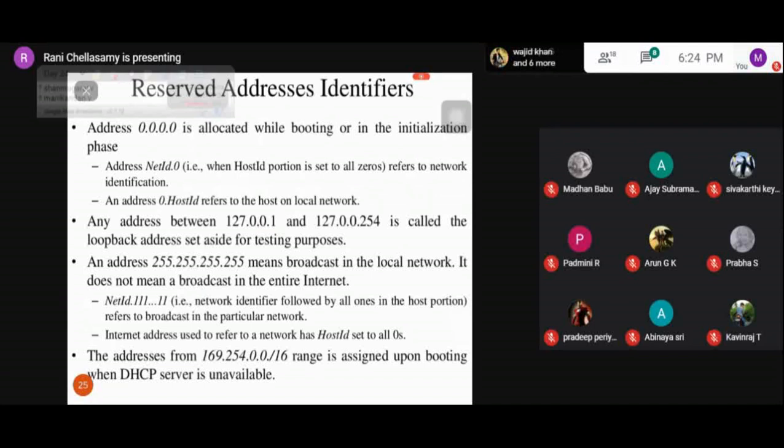As we have already seen, if the address is all ones, meaning 255 in each of the 4 bytes, then it means broadcast in the local network. It does not mean a broadcast in the entire internet. It is a broadcast in the local network.